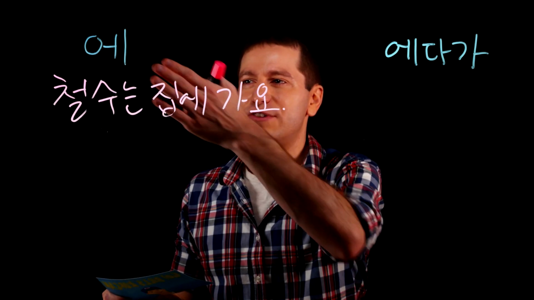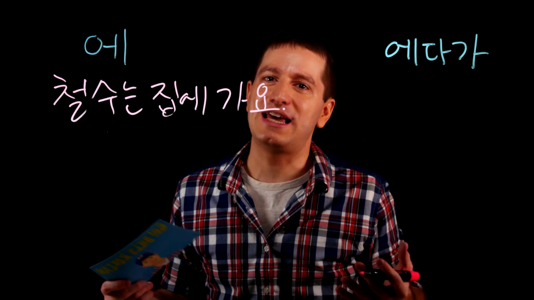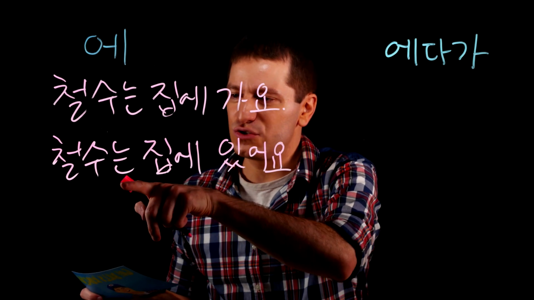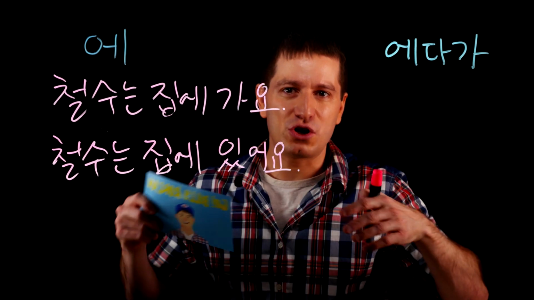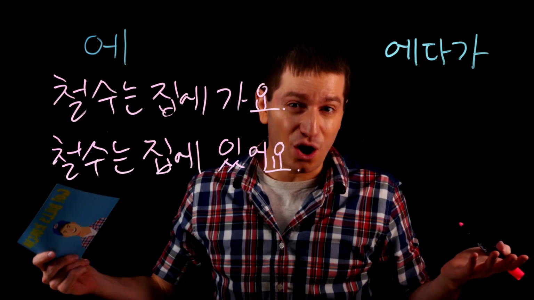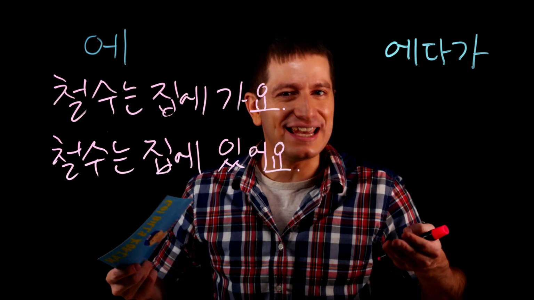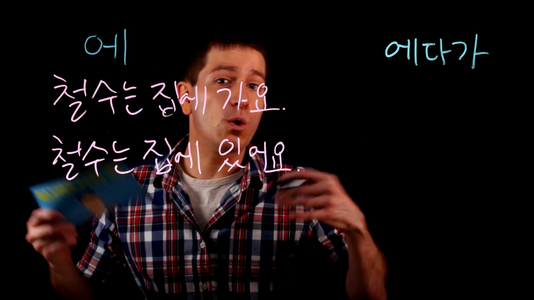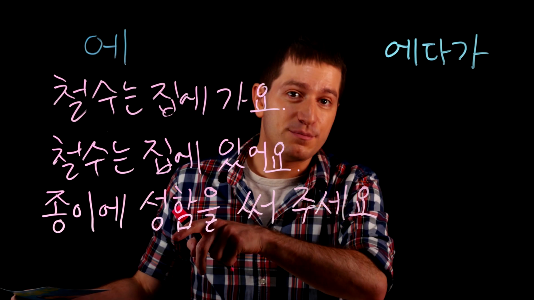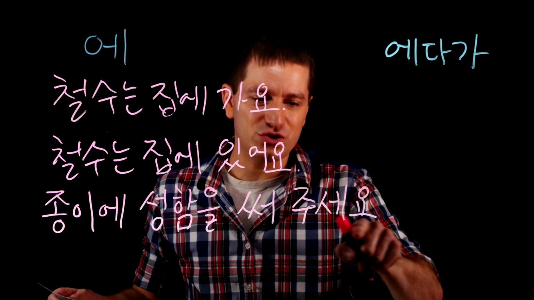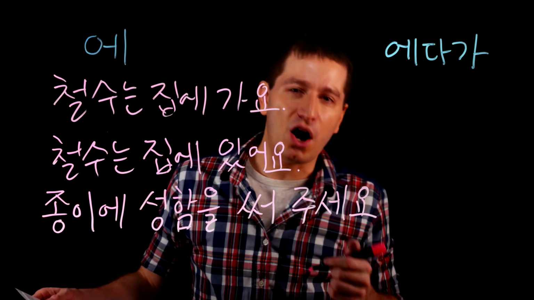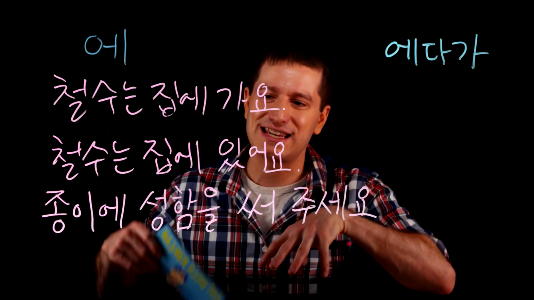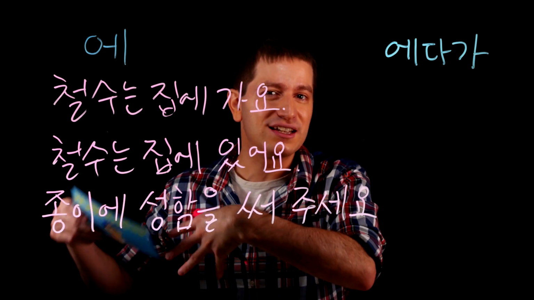The next usage of 에 is to show the location or place that something exists or happens. For example, you could say 철수는 집에 있어요. 철수 is at home. So here it would mean at or in or on or something like that, the location where something exists or happens. Or one more example, 종이에 on the paper 성함 name 써주세요. Please write your name on the paper. So here it shows the location that something exists, and that is the name being written onto the paper.